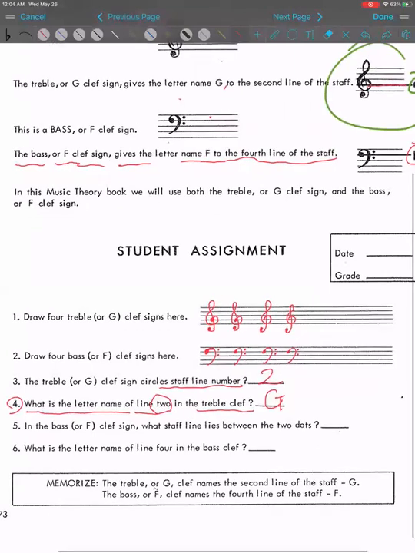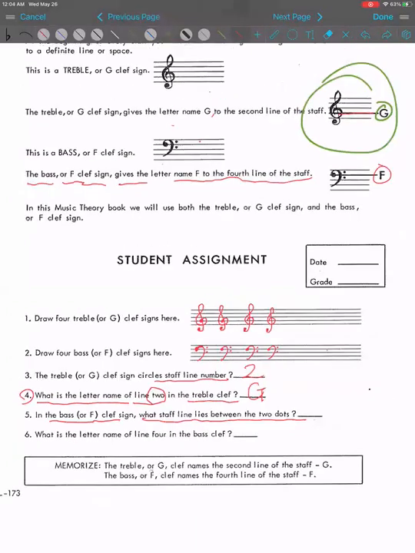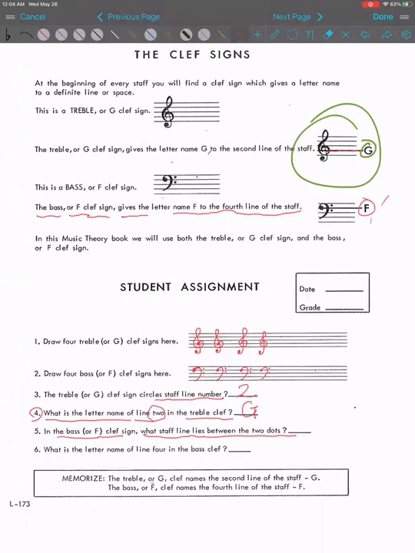In the bass or F clef sign, what staff line lies between the 2 dots? So the answer, the F clef, the bass clef is right here. So it's asking what staff line lies between the 2 dots. So the answer will be 4, because there are 1, 2, 3, 4, 5 staff lines. Number 6, what is the letter name of line 4 in the bass clef?